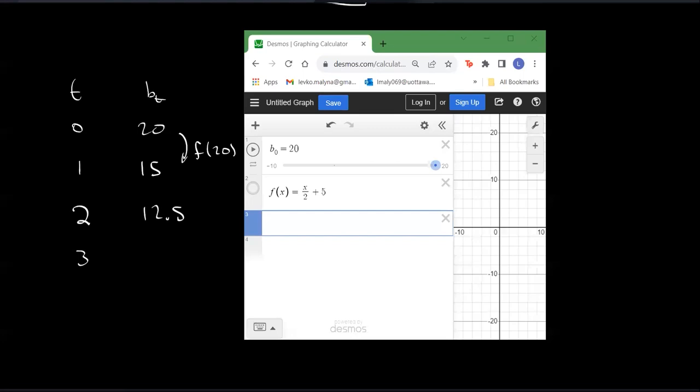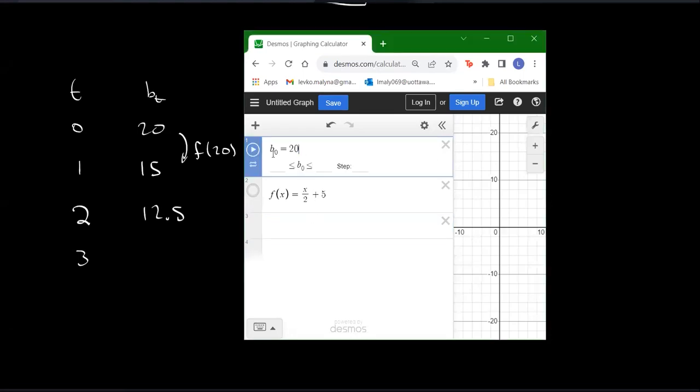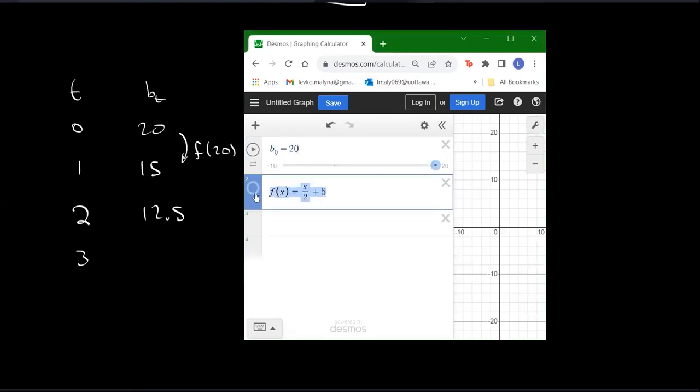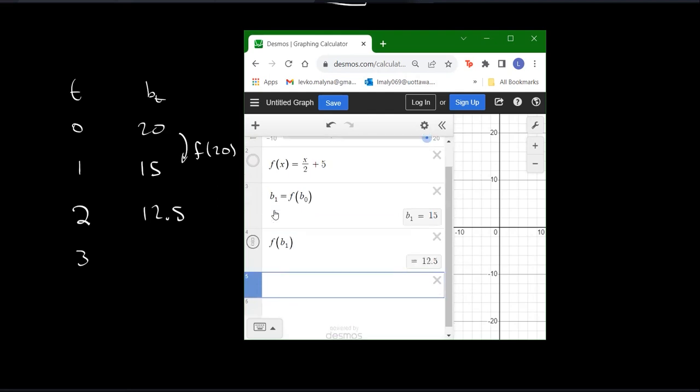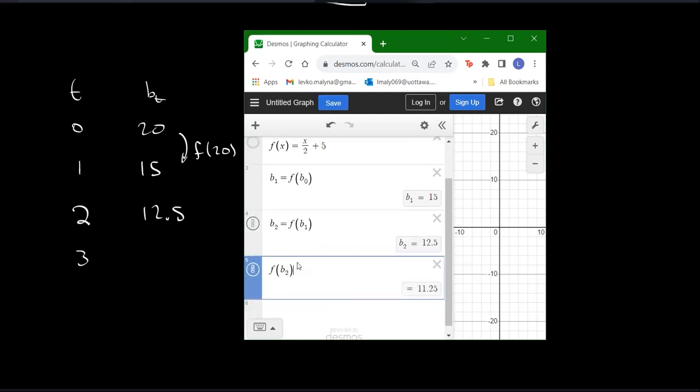So this is the calculator. This is my initial value, 20, and this is the updating function. Just for practice, if I take f of b naught, I get b1, that's 15, as expected, nothing new here. If I take f of b1, I get 12.5, which is b2. And if I take f of b2, it gives me 11.25.